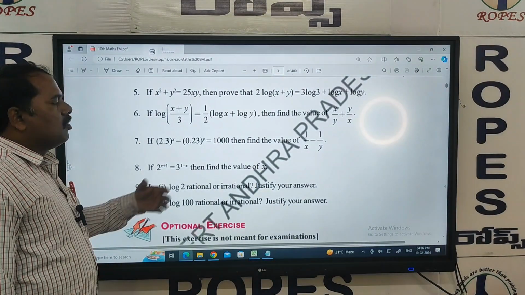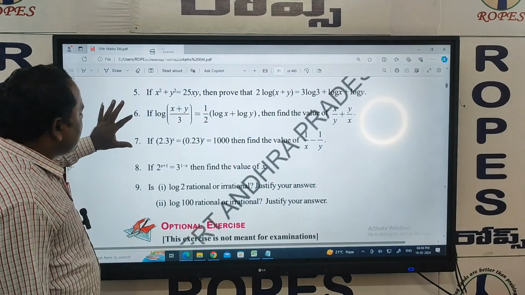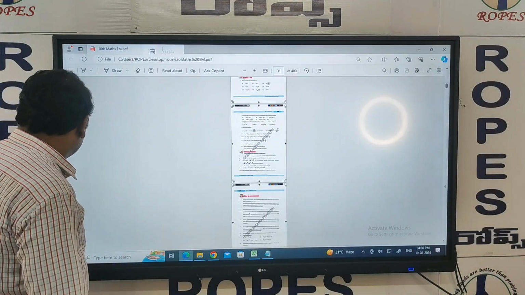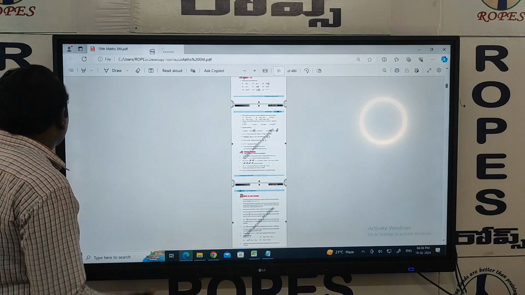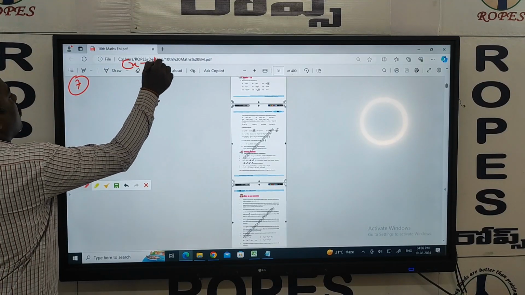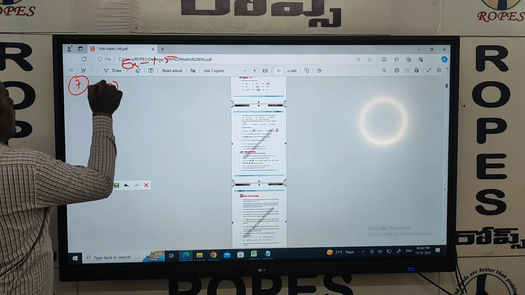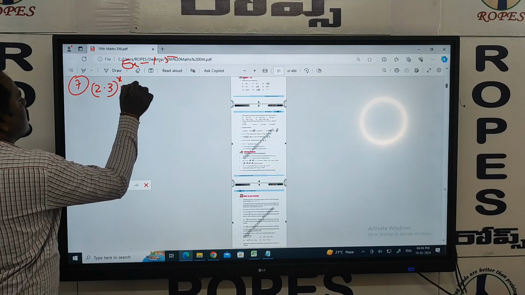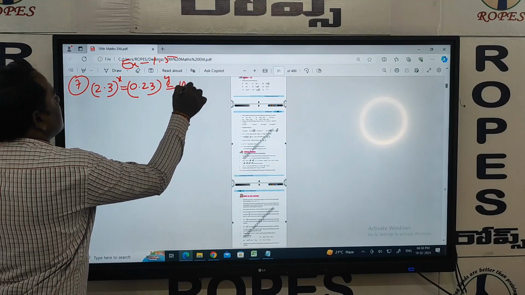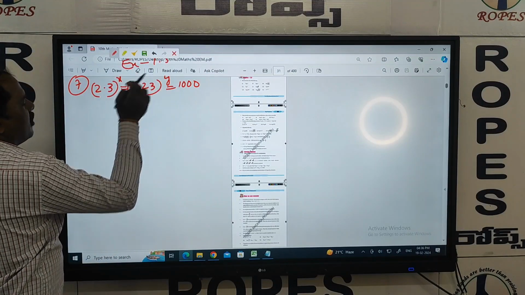Okay, now we'll see how to find the value of 1/x - 1/y. Observe carefully, everybody, how I am solving. This is the 7th question in exercise 1.5. They have given 2.3^x = 0.23^y = 1000. Now we have to equate each term to 1000.